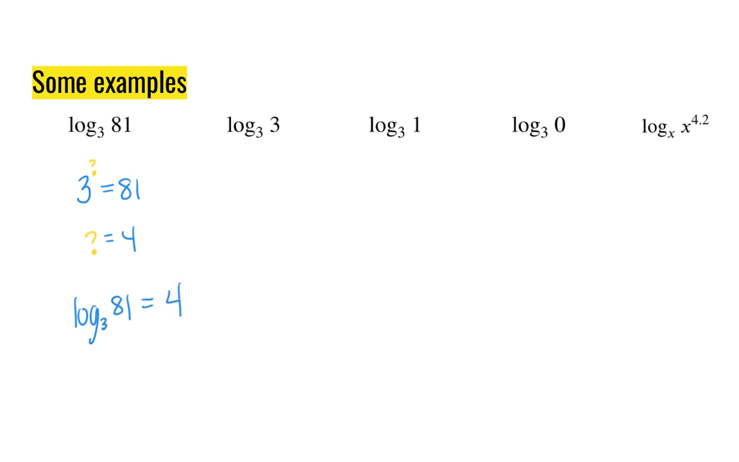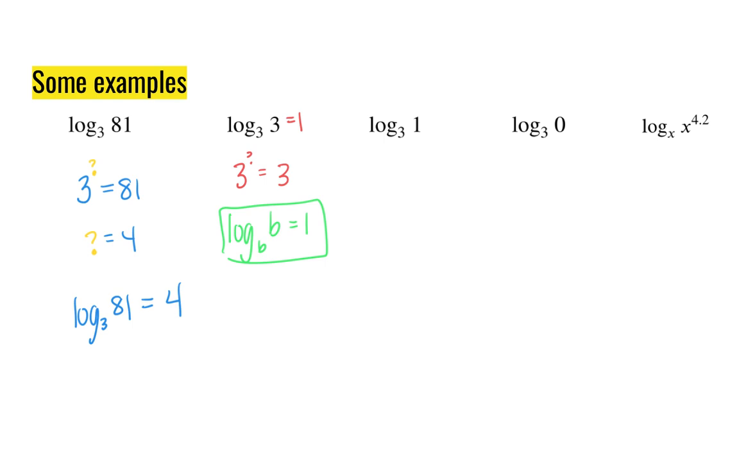Okay, now we're going to show you some unique situations. That was just very basic and straightforward. All of these other examples are a little bit more unique. 3 to what power equals 3? Well, that's just 1. So anytime we have a logarithm with some base and that same number there, it's just going to equal 1. This is a rule that we can use.